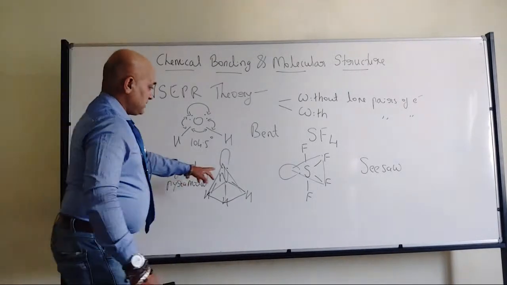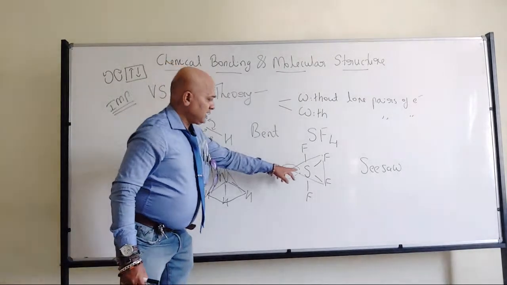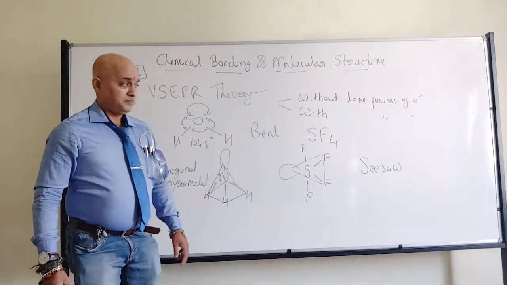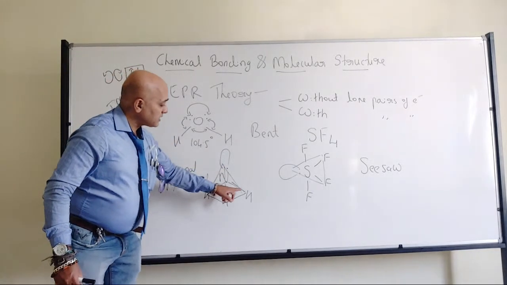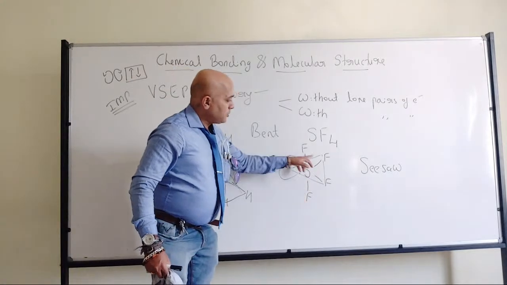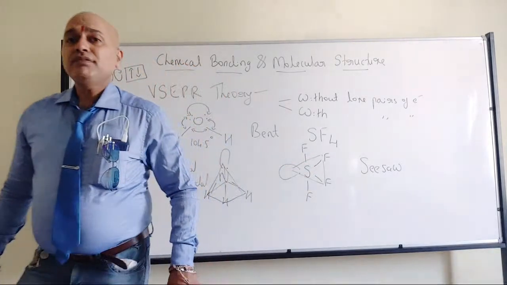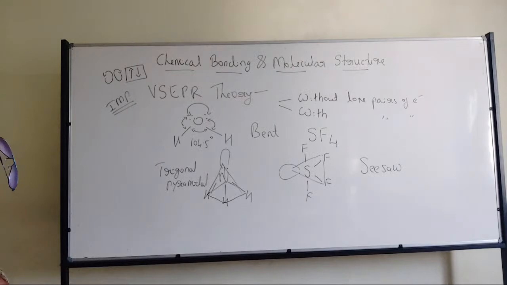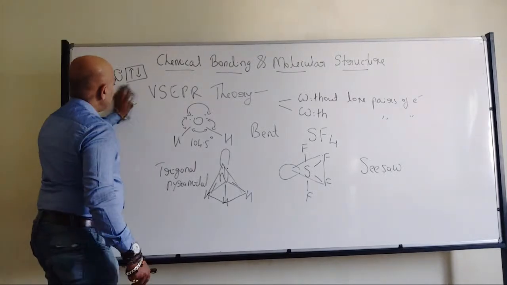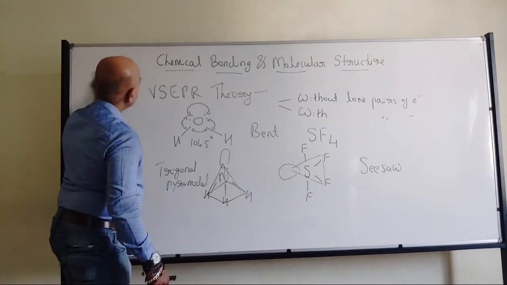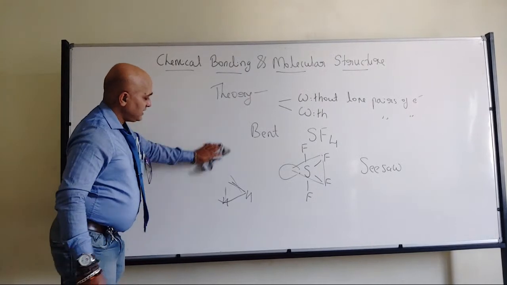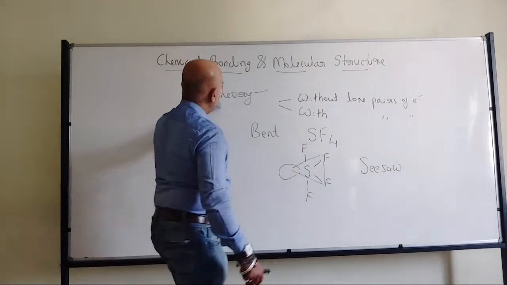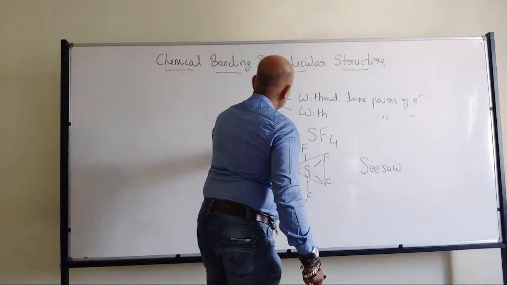Why? Here also there is a lone pair of electron, and here also a lone pair of electron. Then why a different structure? That is because of the difference in the bonded pairs. Therefore, they will have different structures. All of you have understood? So these are some of the examples of compounds with the presence of lone pairs of electrons.